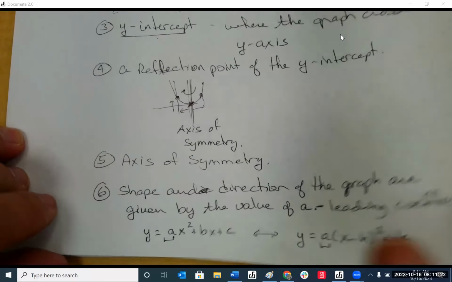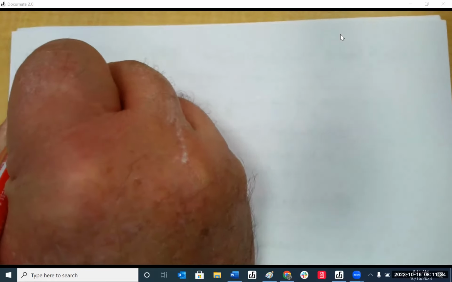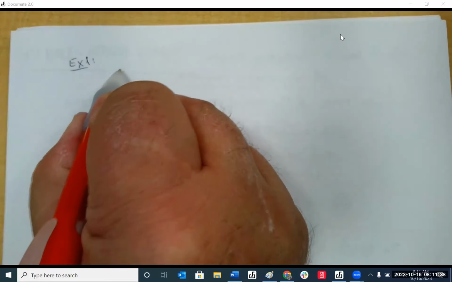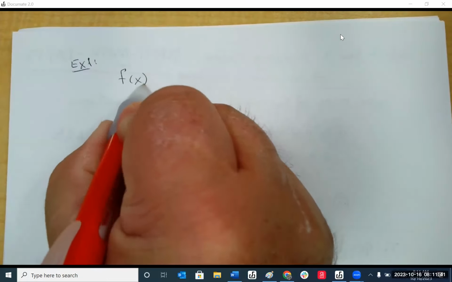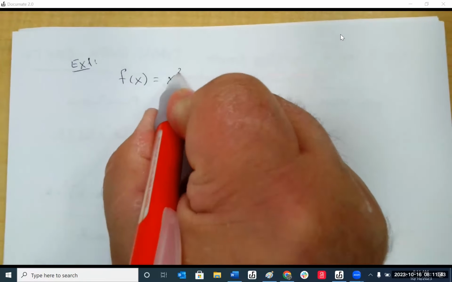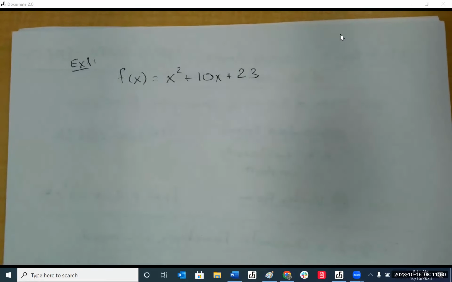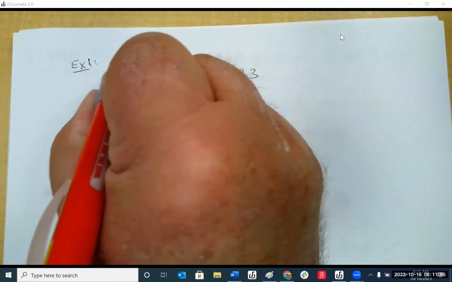All right. So let's look at some examples. Let's start off with Example 1: x squared plus 10x plus 23. I'm going to ask you to graph this one.